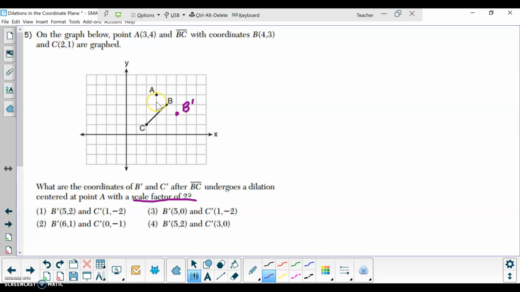It's basically just like calculating the slope, rise over run. And then whatever that slope is, you repeat that the number of times depending on what your scale factor is. So let's look at A to C. To get from A to C, I'm going down 3 to the left 1. So I'm going to double that. I'm going to go down 6 to the left 2. So this point right here is C prime.